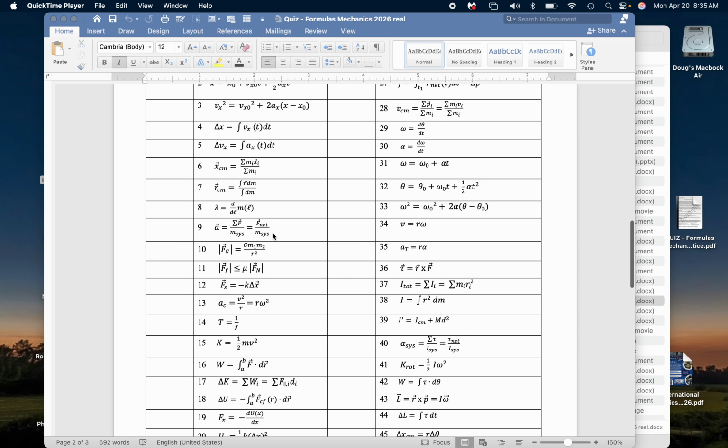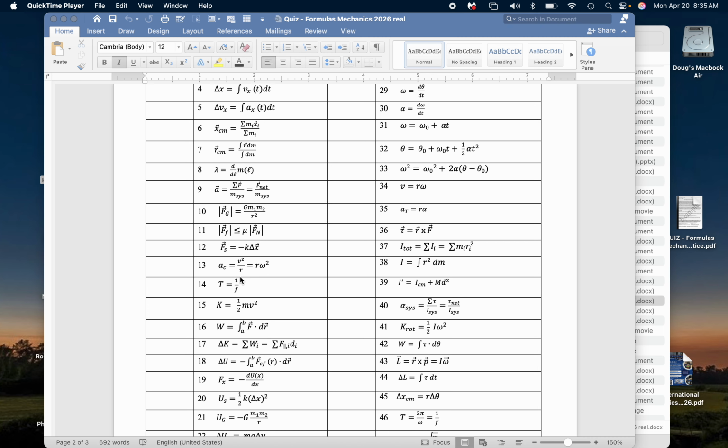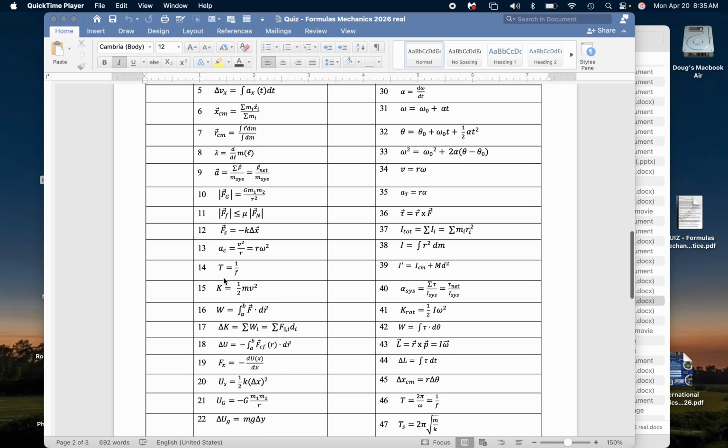13 is the formula for centripetal acceleration. It gives it to you both in linear terms, v squared over r, and angular terms, which is r times omega, which is angular velocity, squared. 14 is telling you that the T, or period of time for something, is equal to 1 over the frequency. So time is in seconds, frequency is in 1 per second, which is called hertz. Those are simply reciprocals of each other. Oftentimes that's for things which oscillate.